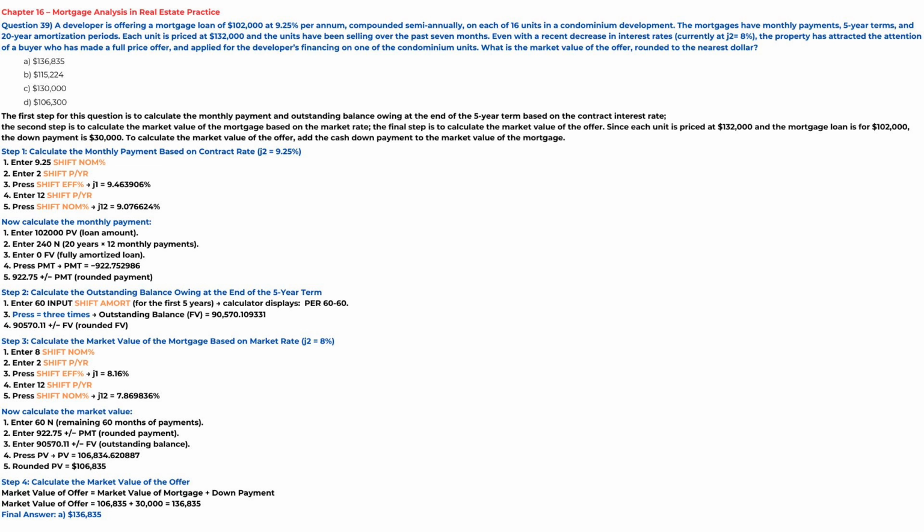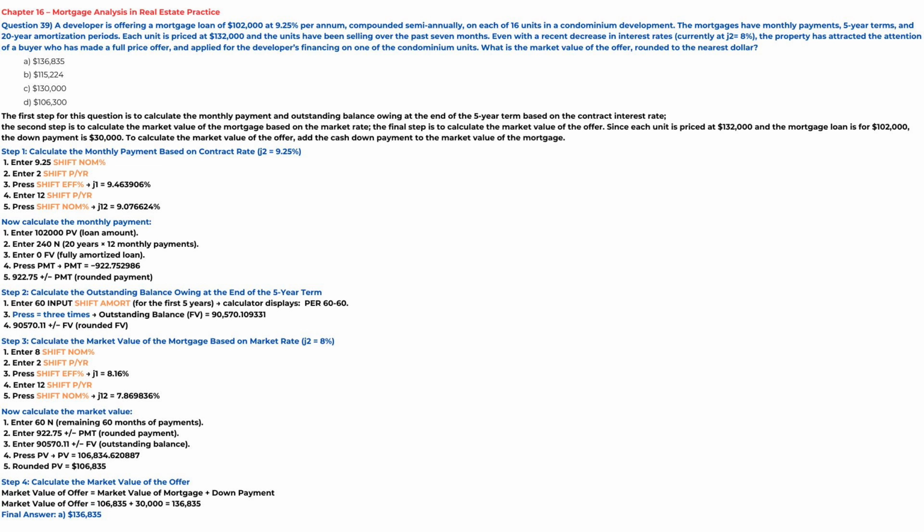Enter 12, Shift PYR. Press Shift NOM. Calculator displays J12 = 7.869836%. Now calculate the market value. Enter 60 N, remaining 60 months of payments. Enter 922.75 plus and minus sign and press PMT, rounded payment.